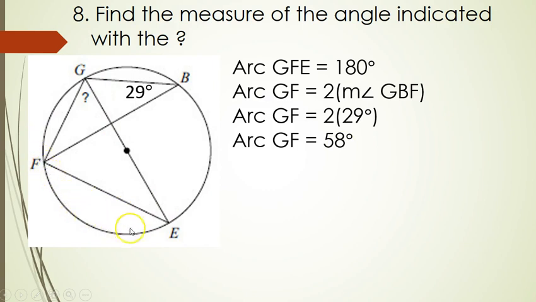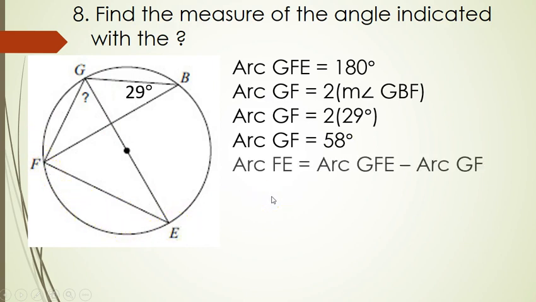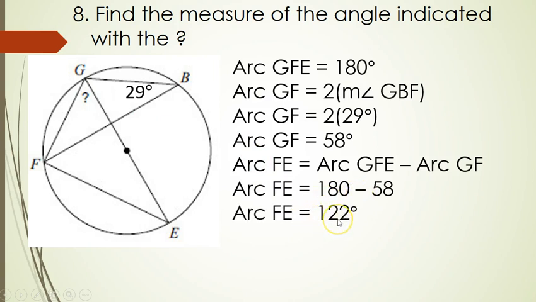to find out what arc FE is? You got it. Yes, we can. So we're going to subtract, we're going to find this arc right here because that's going to help us find that angle. Because remember, we know that this arc is 2 times that angle. So if we can find this arc, we can find that angle, okay? So we're going to subtract the 58 from the 180. That gives us 122. So recall again that arc FE is 2 times that angle. So what do we need to do to find the angle if we have the arc?